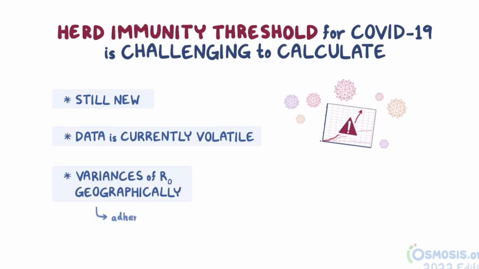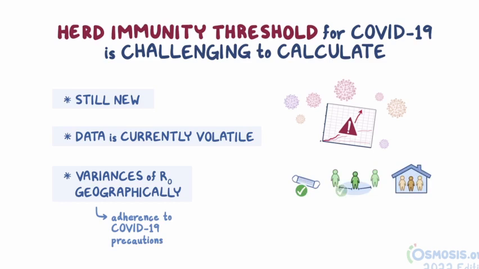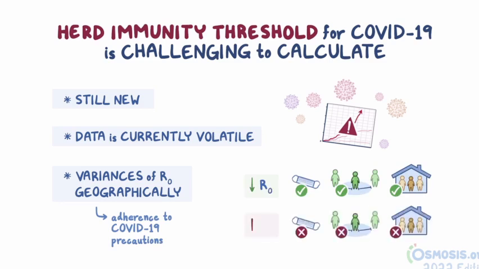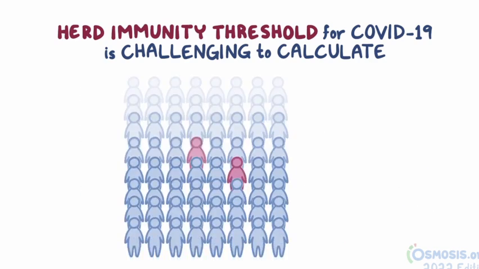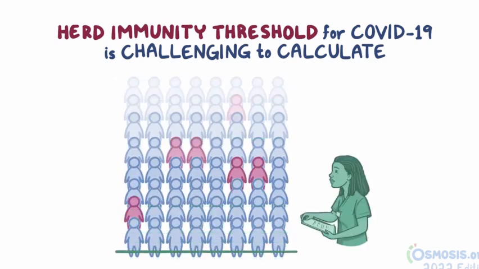Populations with high adherence to COVID-19 precautions, such as consistent mask wearing, social distancing, and implementation of stay-at-home orders, have lower COVID-19 R0 values than populations who do not adhere to these precautions. We calculate these R0 values by regularly running epidemiological studies in populations, where researchers track how the disease is moving through the given population.